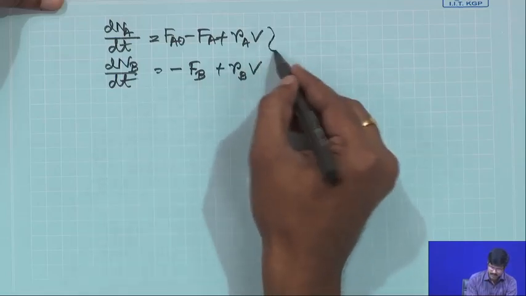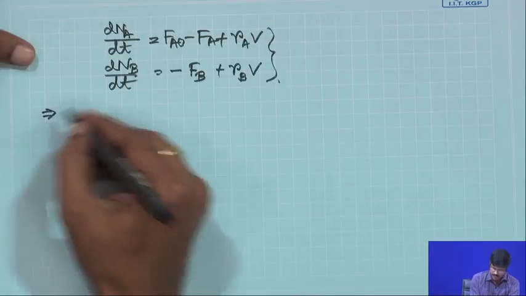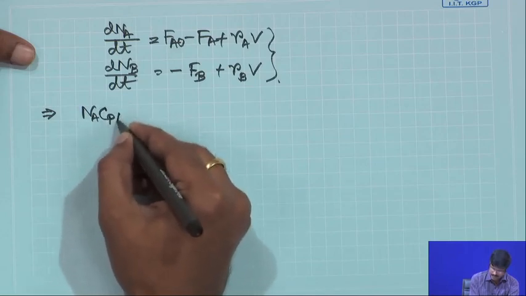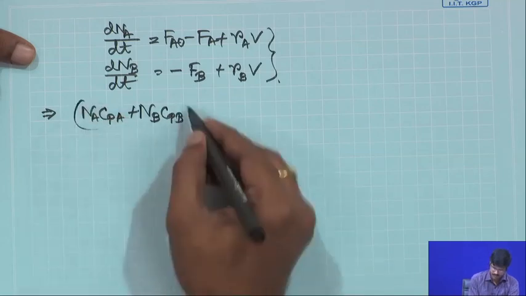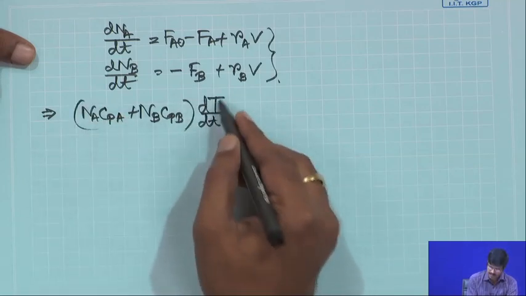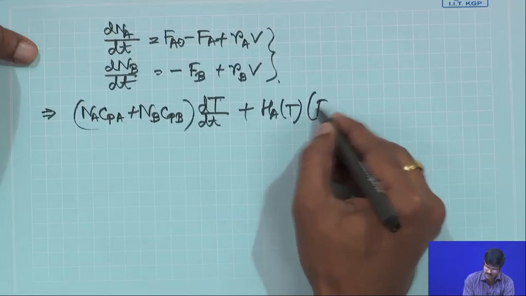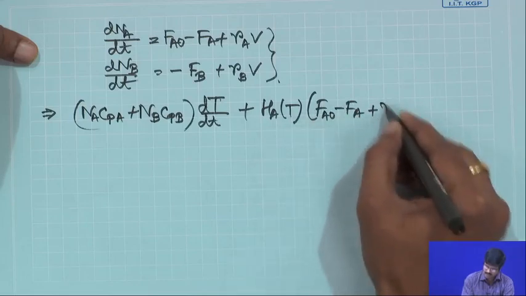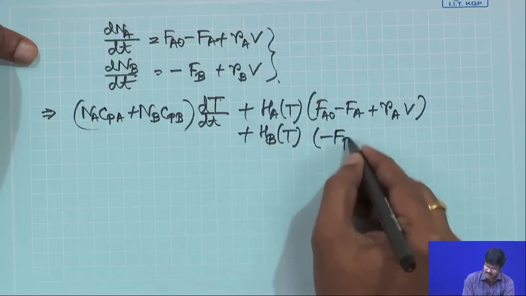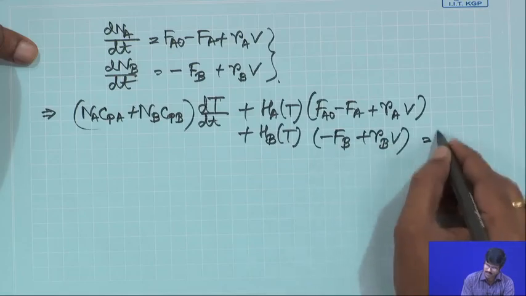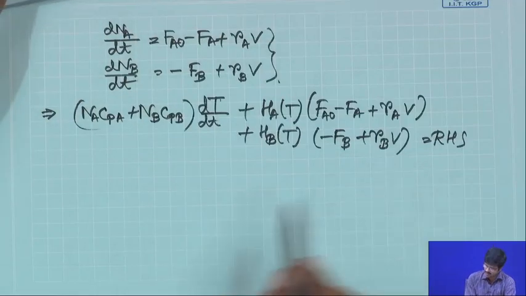So, if we replace these terms in this particular expression, then what we get is the following. We get NaCPA plus NbCpB dT/dt, capital T, small t here, okay, plus HAT into Fa0 minus Fa plus RAV plus HBT into minus FB plus RBV equals the right hand side. You can actually replace these things there and you can see for yourself that that is the expression that you will get.